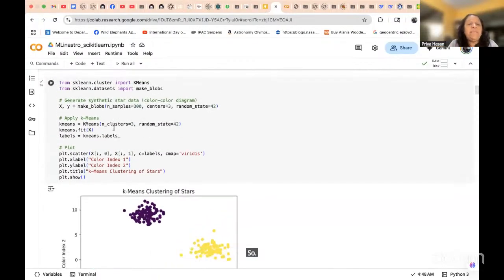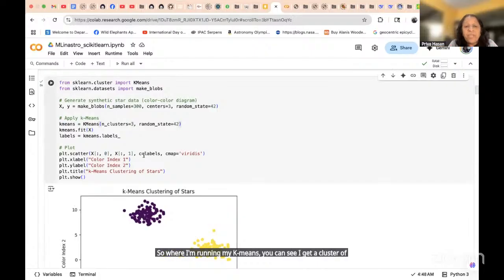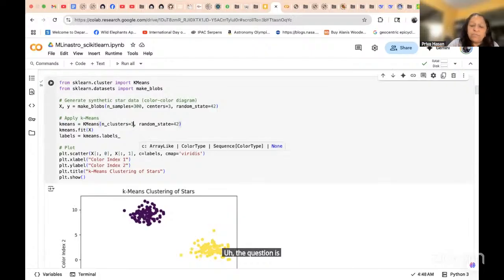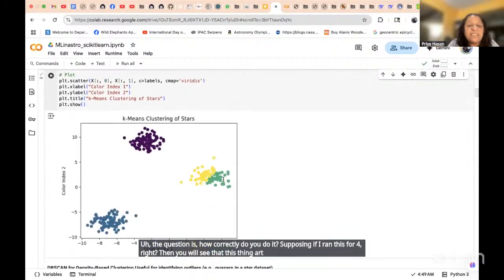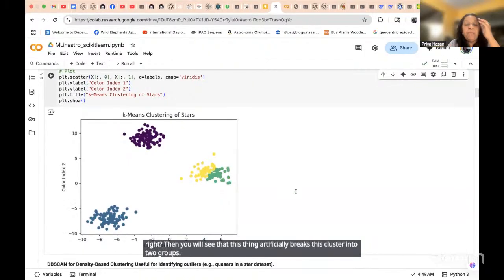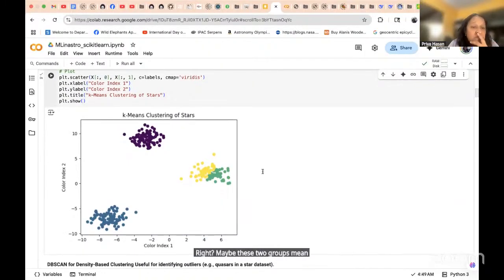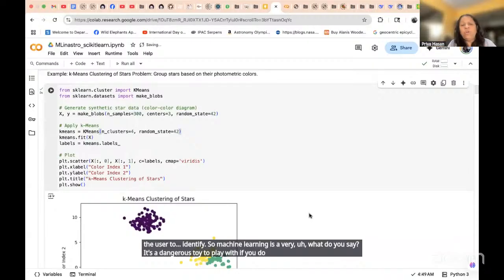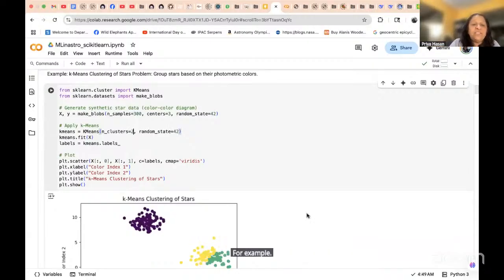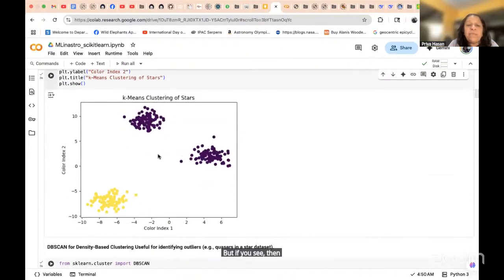When I run my k-means, you can see I get a cluster of 3. The question is, how correctly do you do it? Supposing I ran this for 4, then you will see that it artificially breaks this cluster into 2 groups. Maybe these 2 groups mean something, maybe they don't. That is up to the user to identify. So machine learning is a dangerous toy to play with if you do not know what it does. For example, if I break this into 2 clusters when the data is sitting in 3, it forcibly makes these part of a cluster, which is definitely not the case.